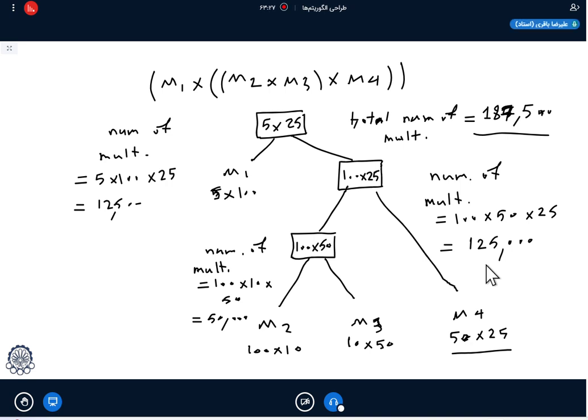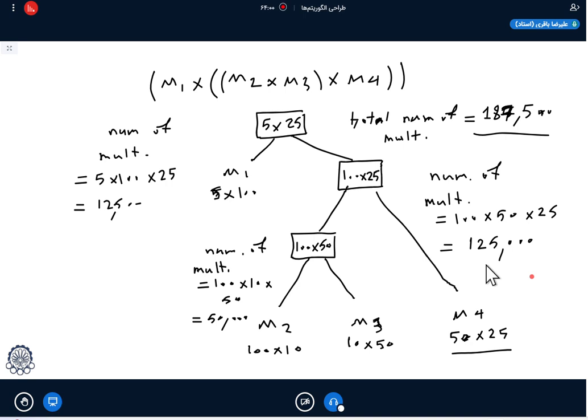Yasir Jassim asks another question. Yes, we can try other parentheses. There are many parentheses, and we can consider other ones. The question here is, which parenthesization is better? What's the optimal parenthesization? There are many. Which one is the best? We are going to find the optimal parenthesization.